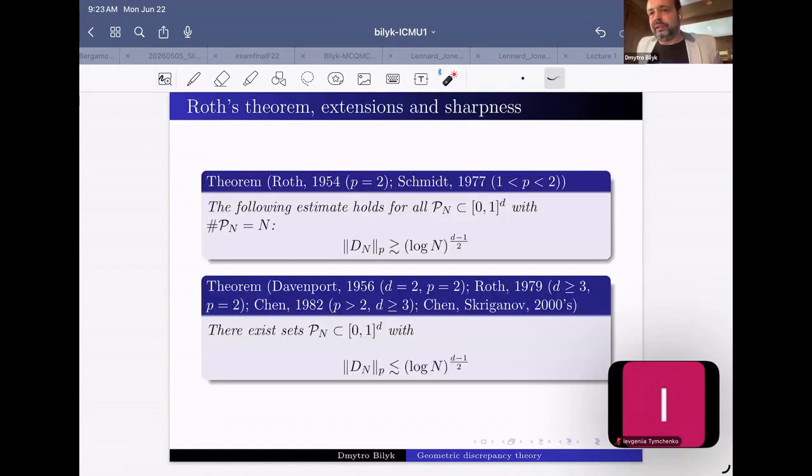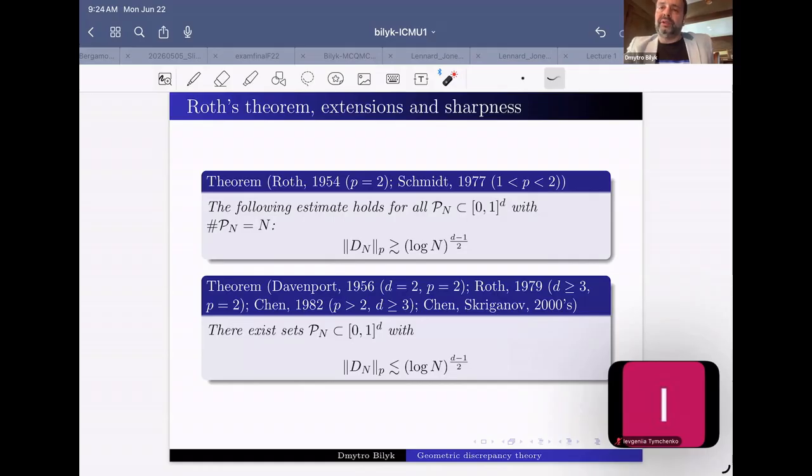So actually here's a slightly more general theorem. The theorem of Klaus Roth corresponds to p equal to 2, but actually it holds for all p strictly between 1 and infinity. And well, the case p greater than 2 is almost obvious because the L^p norms are greater than L2 norms if p is greater than 2. So the case between 1 and 2 is interesting.